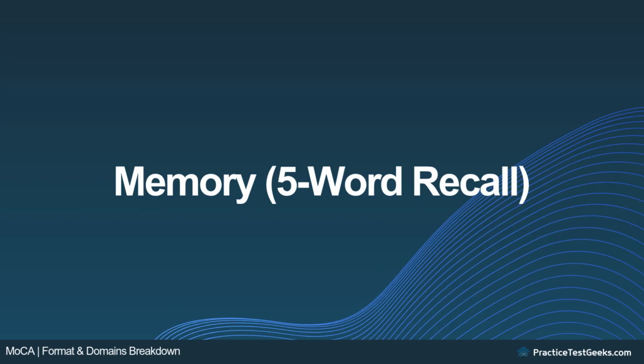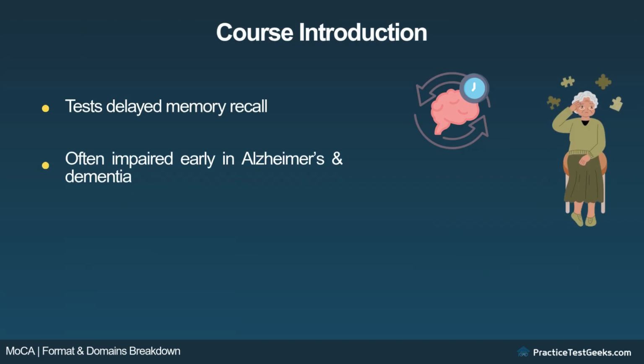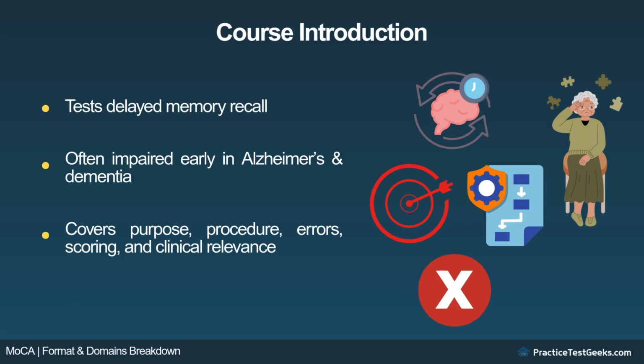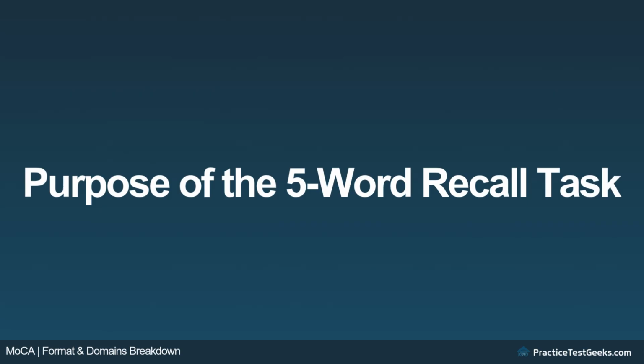In this lesson, we will focus exclusively on the memory domain, specifically the 5-word recall task, an essential and heavily weighted component of the MoCA. This domain tests delayed memory recall, a key area of cognitive function that often shows early signs of impairment in patients with conditions like Alzheimer's disease or other types of dementia. This lesson will guide you through the purpose, test procedure, common errors, scoring system, and clinical significance of the 5-word recall task.